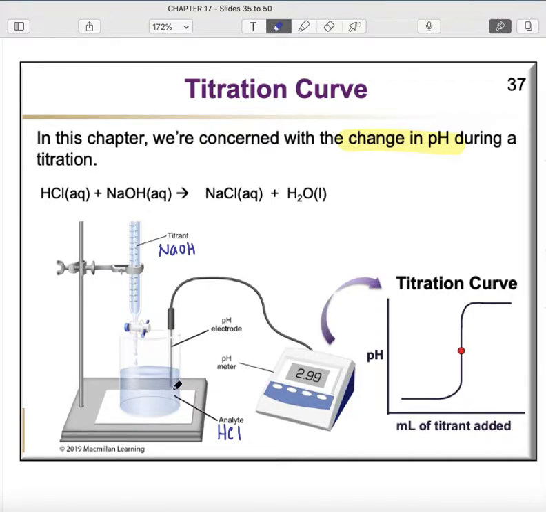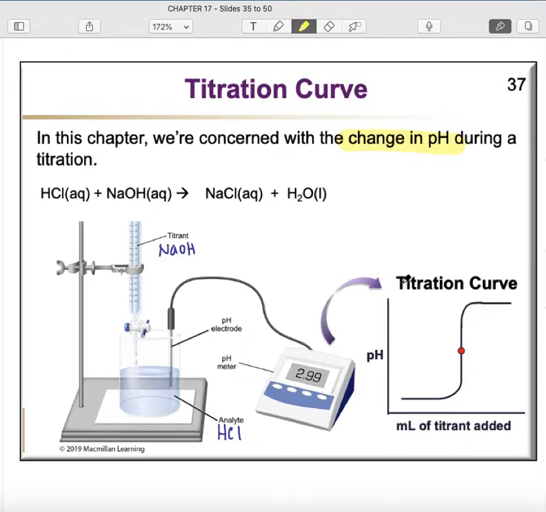And what we're going to be doing is measuring the pH throughout the titration process. So at the beginning, before we add any titrant, all that we have is hydrochloric acid, and because of that, the pH is low. As we start adding titrant, the pH is going to increase as shown on the right hand side in what's known as a titration curve.